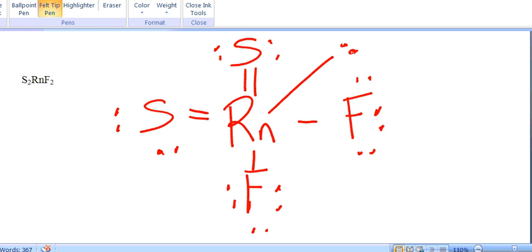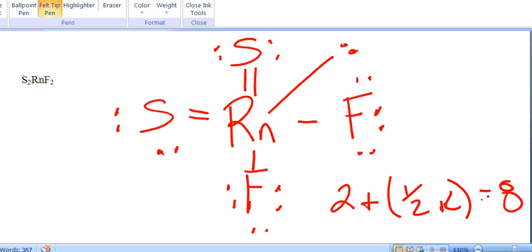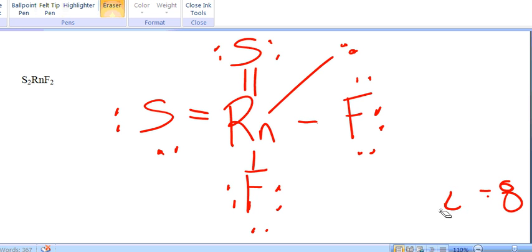Doing formal charge calculations, for our assigned value of electrons, we have 2 plus 1/2 shared, so 2, 4, 6, 8, 10, 12. So 1/2 of 12 gives me a grand total of 8 assigned electrons. And we know that radon has 8 valence electrons, so the valence minus the assigned gives me a value of 0. So this is our best Lewis dot structure for this compound.